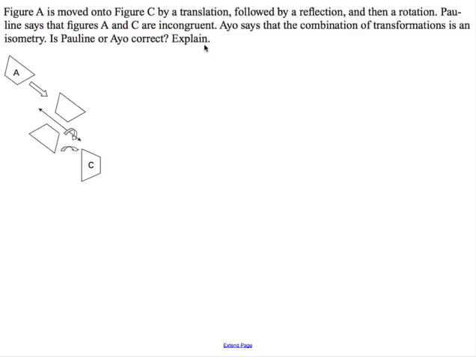Explain. Well, for me, I do believe this is a translation. Then we do reflect over this line, whatever that line might be called, and it looks like we're just going to rotate this, I don't know, somewhere like maybe 50, 60, I have no idea how many degrees, some sort of rotation. Because this is a translation, reflection, and rotation, each one of those are a form of rigid transformations, so those would turn out to be an isometry. So I would say that Ayo is correct.